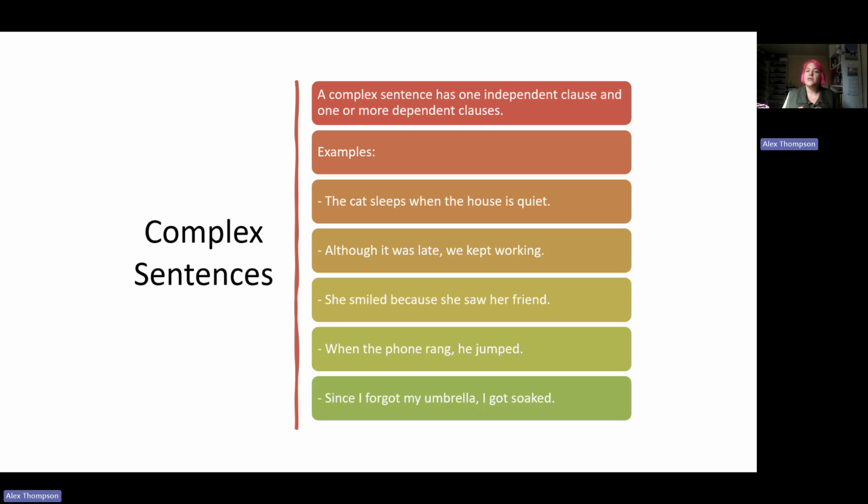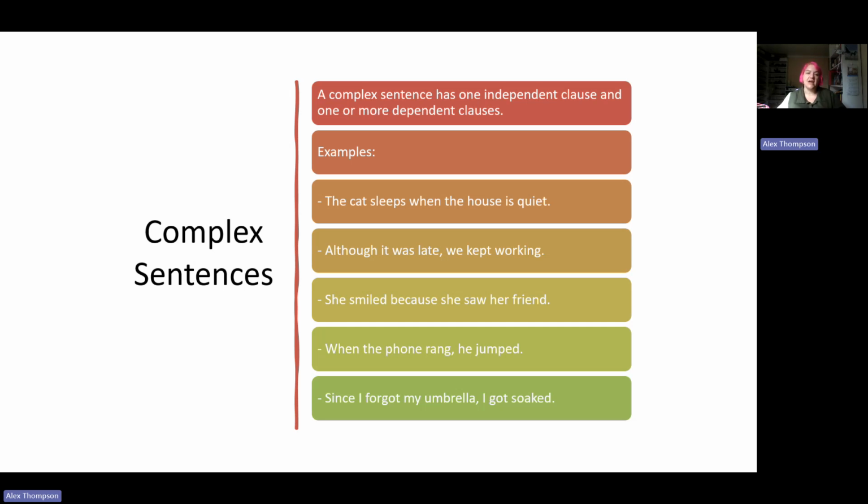Although it was late, we kept working. So again, we kept working. They've changed it around this time. We kept working as a simple sentence. But if we add, although it was late, on its own, that doesn't make sense. Although it was late, what? We need more information. So it's when we're adding detail to a simple sentence, but we usually frame it by adding a comma or some other form of punctuation in order to add that extra detail.